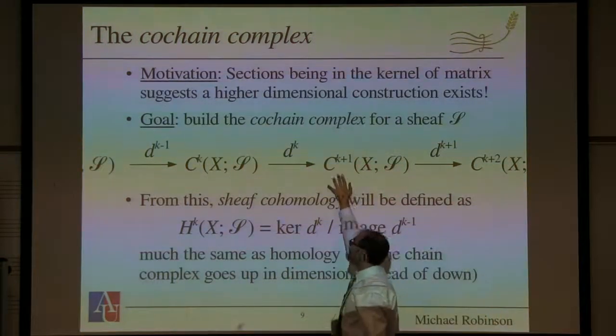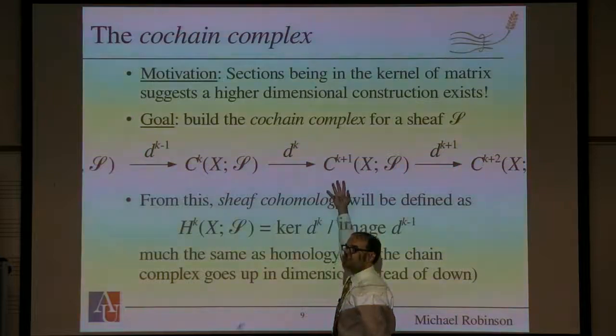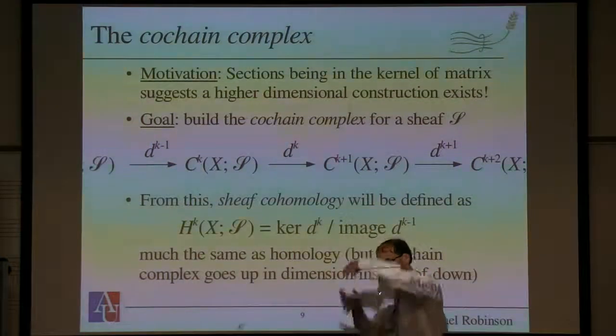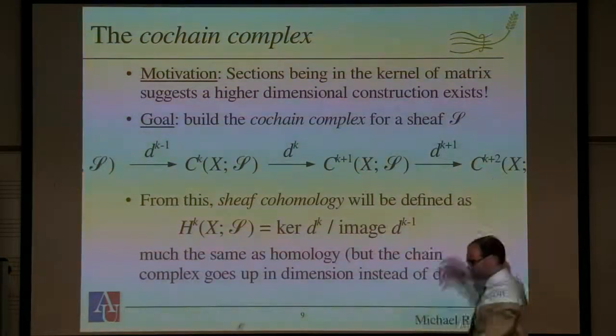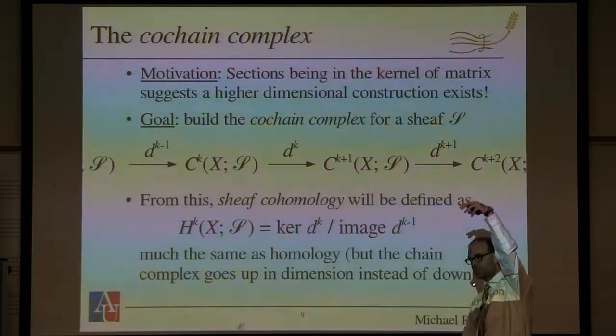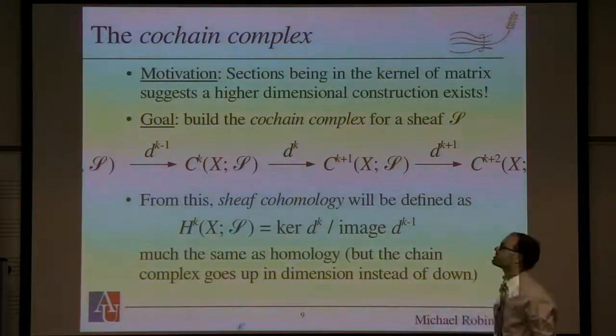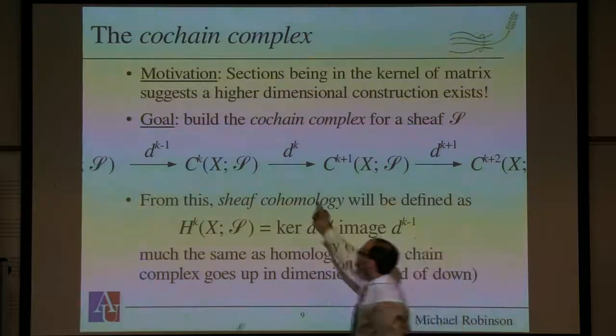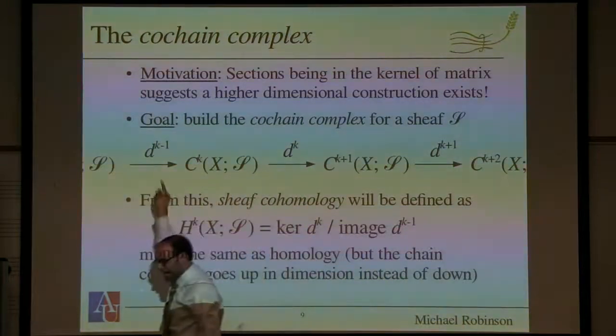And then K plus 1, that's going to be, again, the stalks over the K plus 1 simplices. Stack them all together. K plus 2, that's all the data over the K plus 2 simplices, the stalks over the K plus 2 simplices. Stack them together. Now, what about these boundary maps, or the analog of the boundary maps?